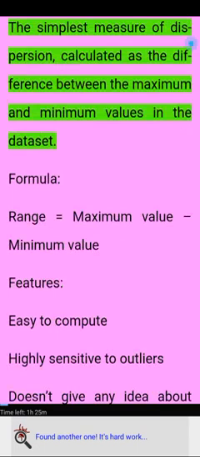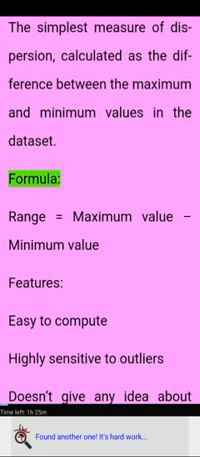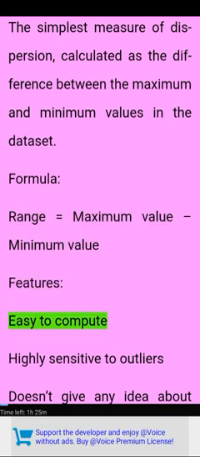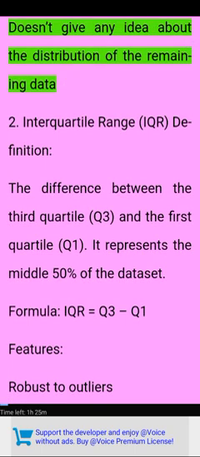1. Range. Definition: The simplest measure of dispersion, calculated as the difference between the maximum and minimum values in the dataset. Formula: Range equals maximum value minus minimum value. Features: Easy to compute. Highly sensitive to outliers. Doesn't give any idea about the distribution of the remaining data.